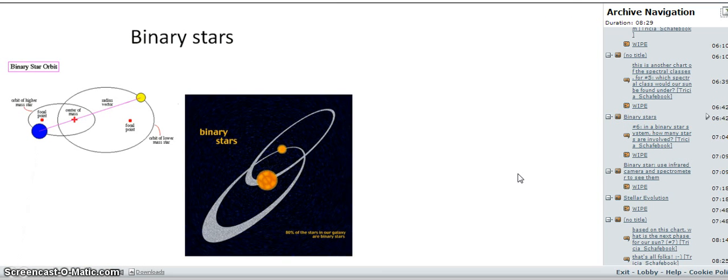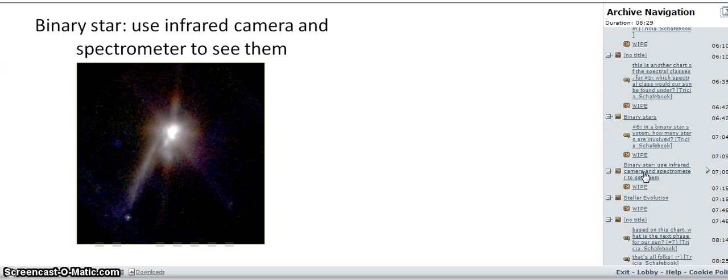Number 6, talk about binary star systems. If you would please, tell me how many stars are involved in a binary star system. That is question 6. This is actually how we can find a binary star system. Infrared cameras and a spectrometer.